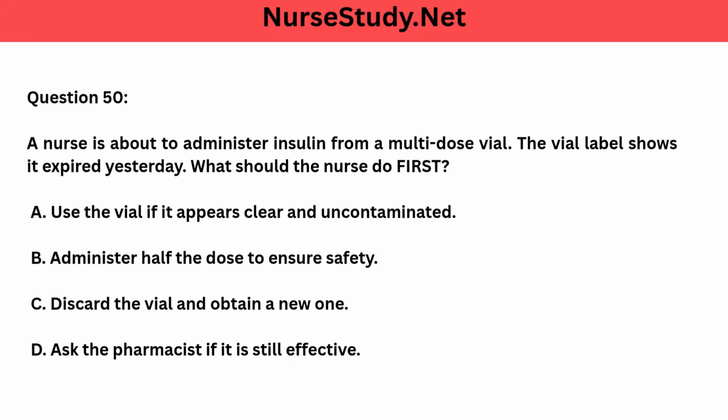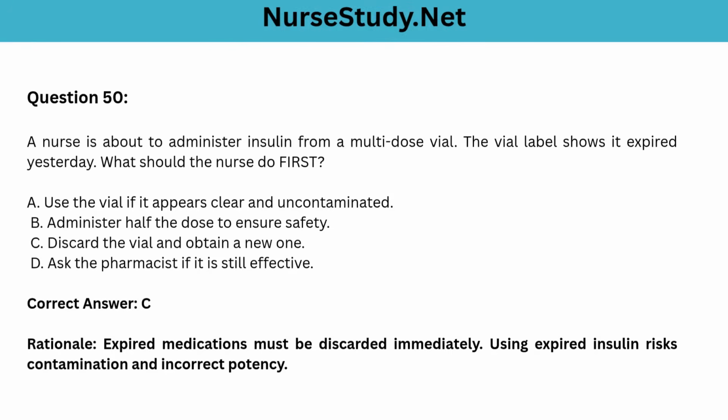Question 50. A nurse is about to administer insulin from a multi-dose vial. The vial label shows it expired yesterday. What should the nurse do first? A. Use the vial if it appears clear and uncontaminated. B. Administer half the dose to ensure safety. C. Discard the vial and obtain a new one. D. Ask the pharmacist if it is still effective. Correct answer. C. Rationale. Expired medications must be discarded immediately. Using expired insulin risks contamination and incorrect potency.